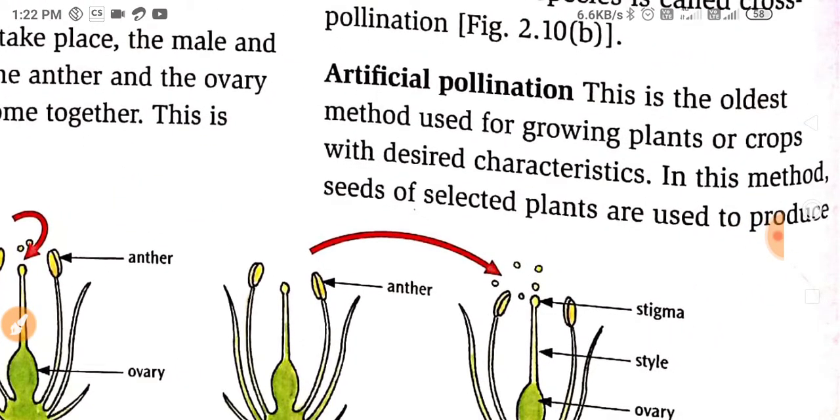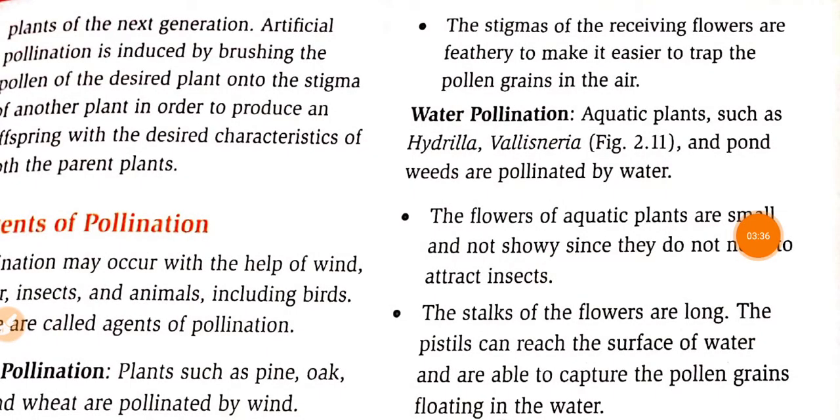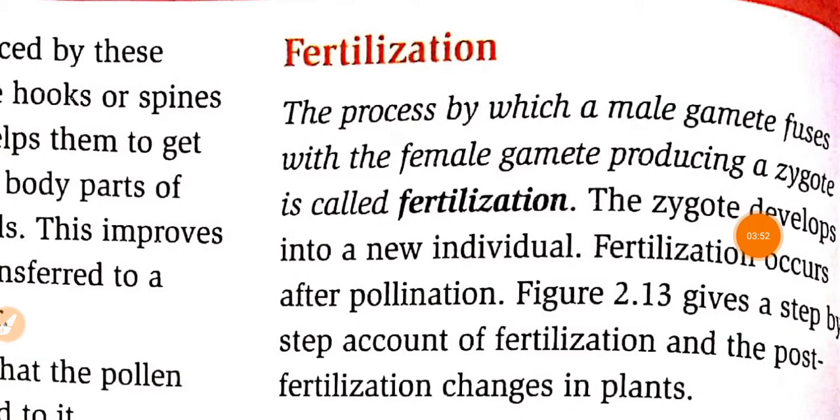One other method of pollination is artificial pollination. This is the oldest method used for growing plants or crops with desired characteristics. In this method, seeds of selected plants are used to produce plants of the next generation. Artificial pollination is induced by brushing the pollen of the desired plant onto the stigma of another plant in order to produce an offspring with the desired characteristics of the parent traits. There are different agents to facilitate the process of cross-pollination, which you will read in the next class.